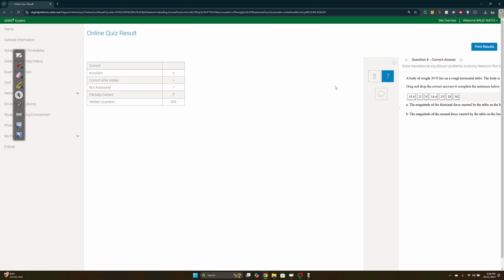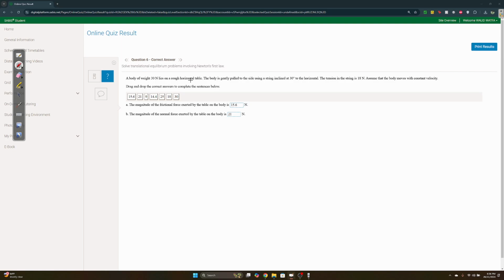Oh, 17 questions. Damn. Okay, a body of weight 30 newtons lies on a horizontal table. The body is gently pulled to the right using a string inclined at 30. The tension in the string is 18 newtons. Assume the body moves with constant velocity. Constant velocity means sigma F net is equal to 0. Okay, because there's no acceleration.